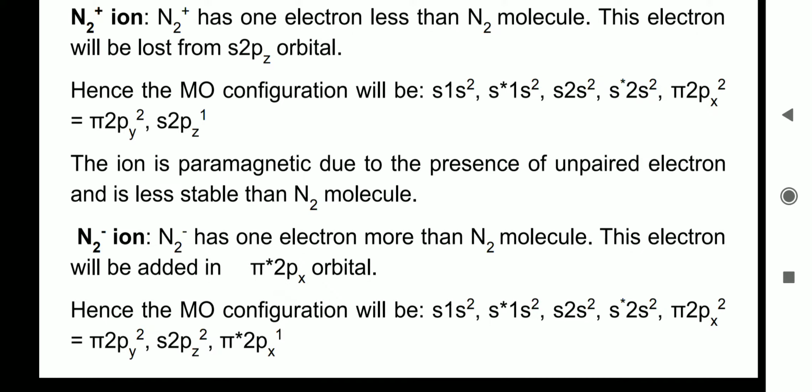The N2 minus ion will also have the bond order of 2.5. You people also calculate in your notebook, and you will also notice that it is paramagnetic in nature because it is again having one unpaired electron. And where is this unpaired electron present? In pi star 2px orbital. On the same lines, we can write the electronic configuration of N2 2 minus ion, and we can calculate its bond order, and we can predict its magnetic property.